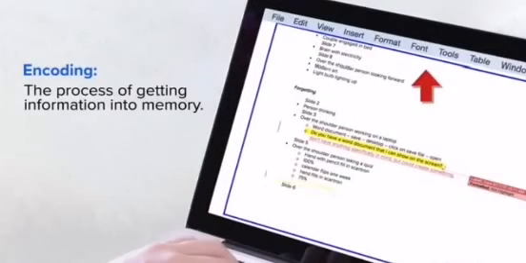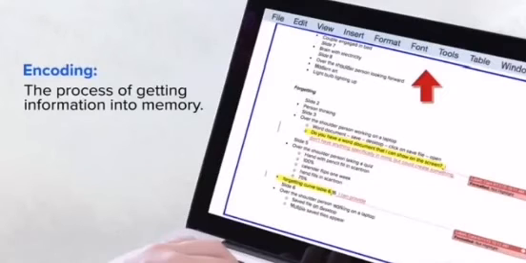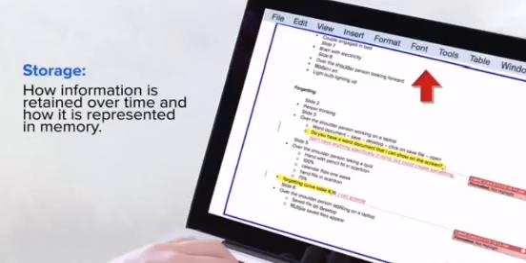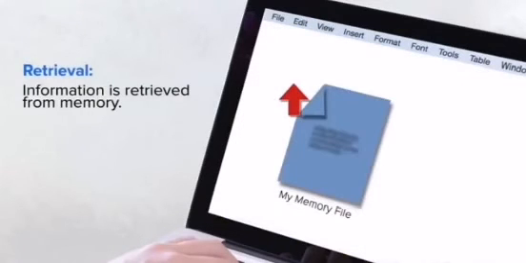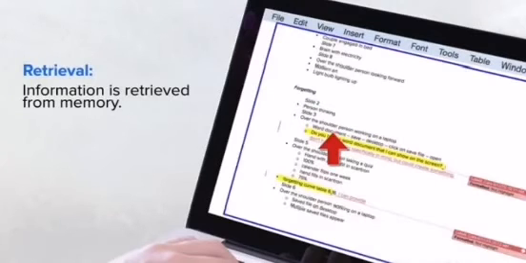Encoding, the process of getting information into memory. Storage, how information is retained over time and how it is represented in memory. Retrieval, information is retrieved from memory.